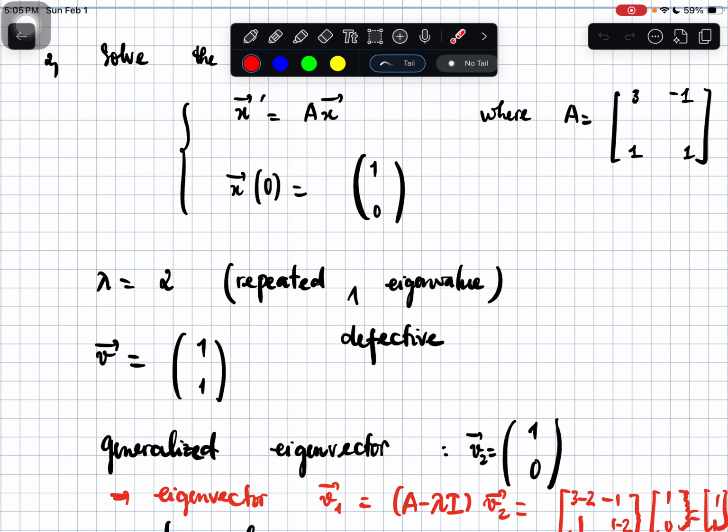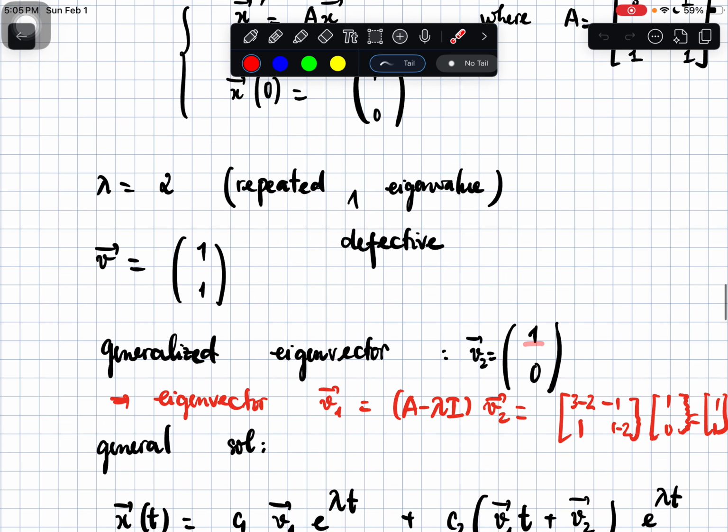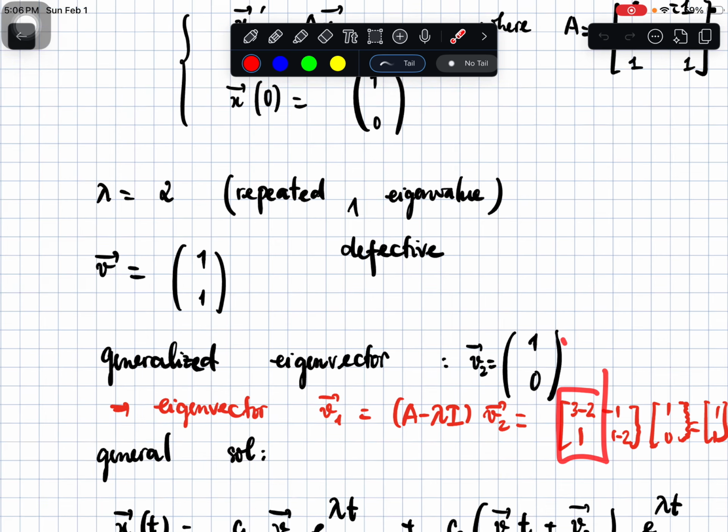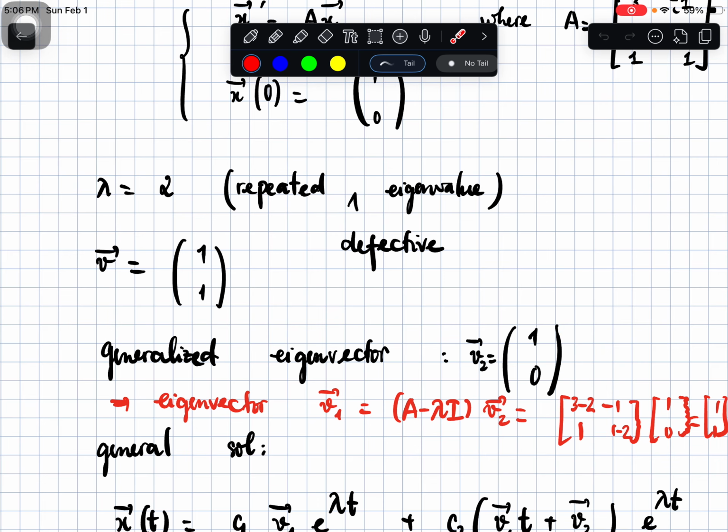Then in this case, you need to find a generalized eigenvector. So when choosing one linearly independent from v, I choose (1, 0). And we need to build the chain. So v1, the ordinary eigenvector, will be (A minus lambda I) times v2. A minus lambda I times v2 will give us the first column, because we chose v2 to be (1, 0). So this gives us the first column of the matrix A minus lambda I. We get (1, 1), which is an eigenvector. Interestingly, in this case it gives us the exact vector from before, but in general, it can be different.